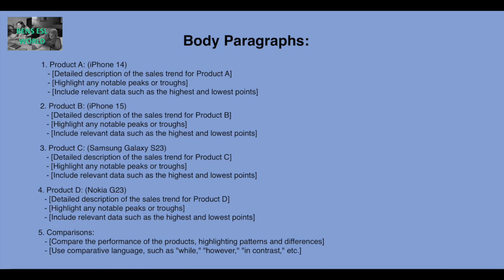3. Product C, Samsung Galaxy S23. Detailed description of the sales trend for product C. Highlight any notable peaks or troughs. Include relevant data such as the highest and lowest points. 4. Product D, Nokia G23. Detailed description of the sales trend for product D. Highlight any notable peaks or troughs. Include relevant data such as the highest and lowest points.